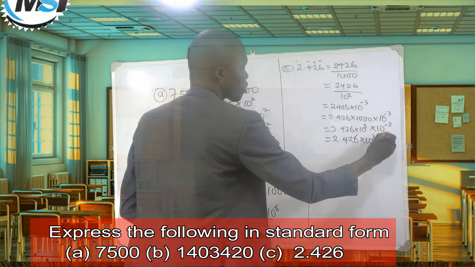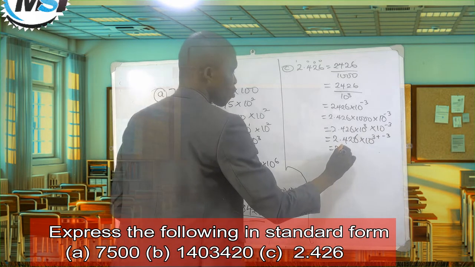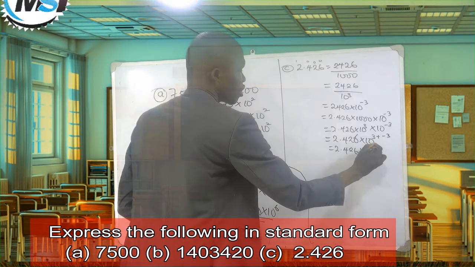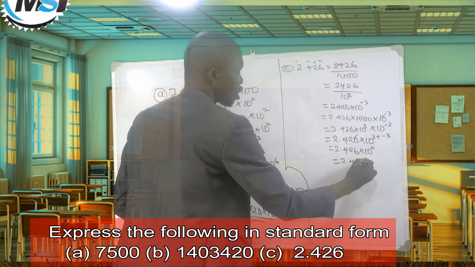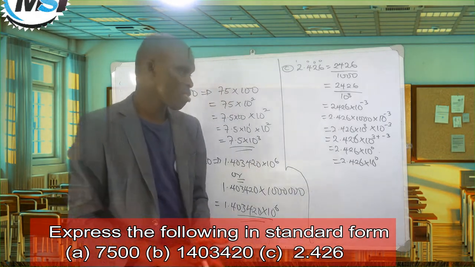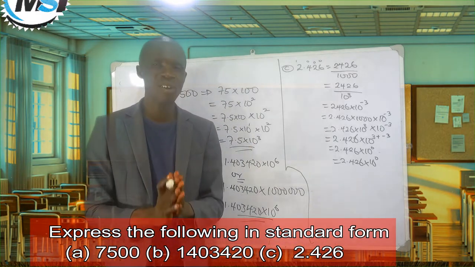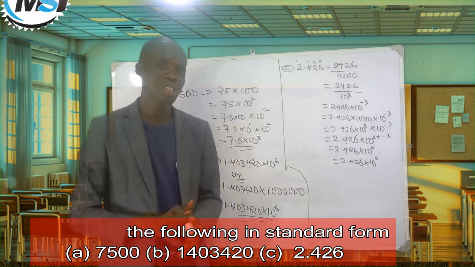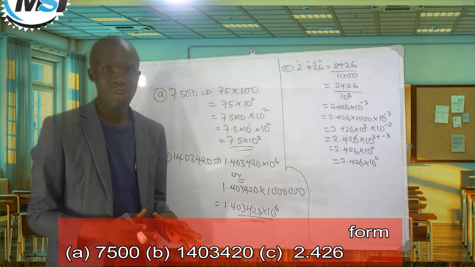10^3 plus -3. You remember 10 is common here. So this will give us 2.426 times 10^(3 - 3) = 0. So this will give us 2.426 times 10^0, or times 1, because 10^0 is 1. Anything that has any number or any letters that have power of 0, n^0 is 1, p^0 is 1, 10^0 is 1, 5^0 is 1. So I believe you understand this, right?